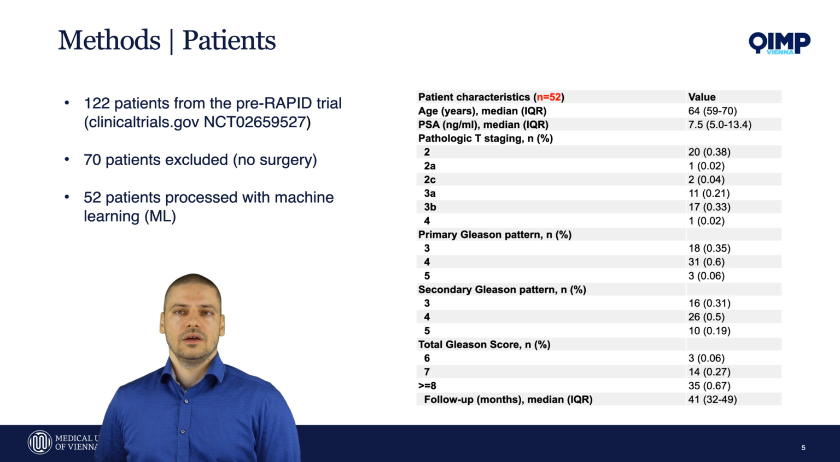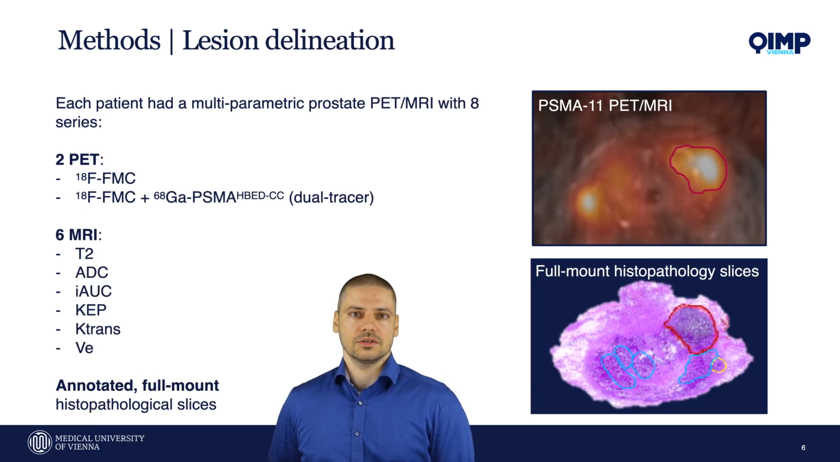We performed the lesion delineation in our PET MRI studies, and each patient had a dual tracer PET MRI as well as T2, ADC and parametric MRI images as well. And all of them had the full mount histopathological slices. The delineation was based on the PET MRI, where we identified PET MRI positive lesions, but we labeled all lesions based on the full mount histopathology slices that were already labeled for us.